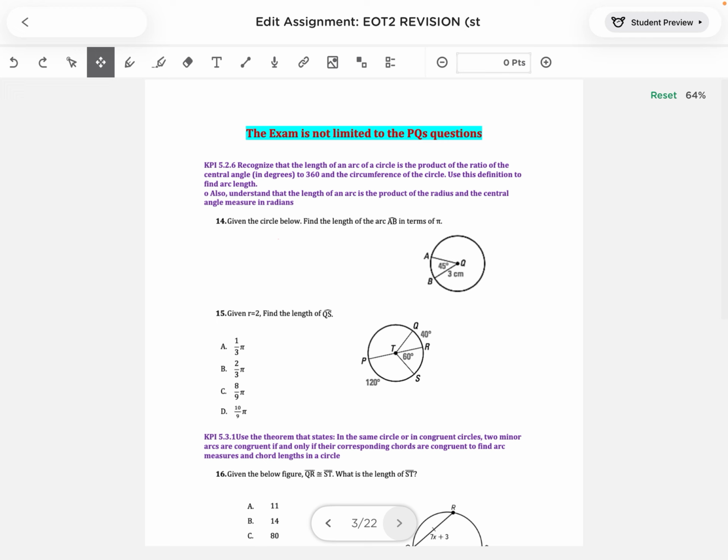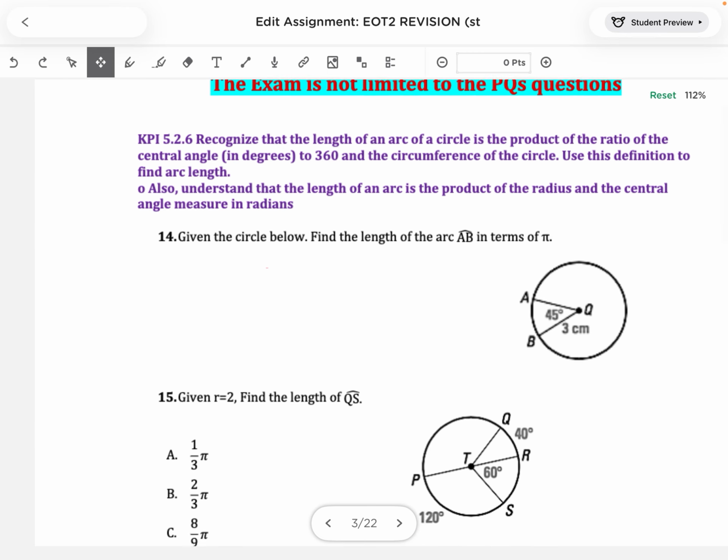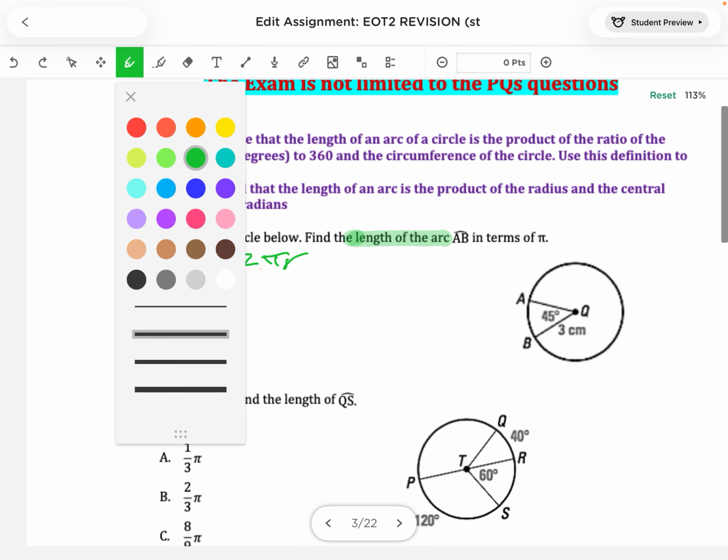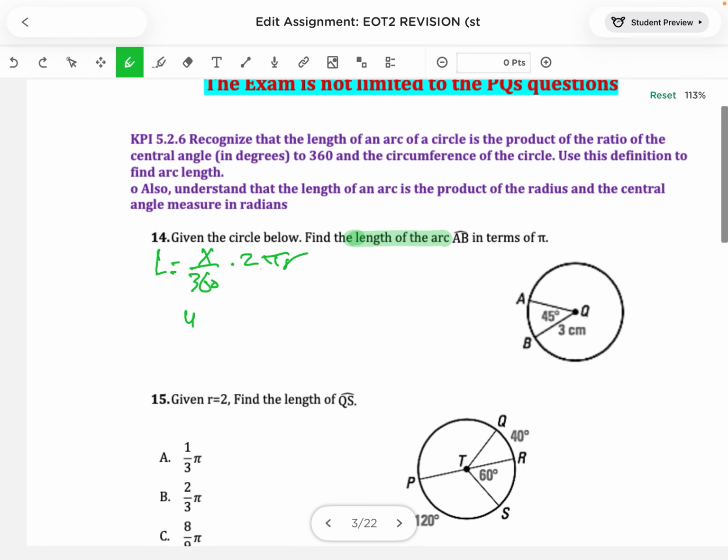Next one. Length of the arc. The question now needs length of arc. Length of arc, the rule is L equals X over 360 times 2 pi R. The angle is 45 times 3 over 360 times 2 pi for 3.